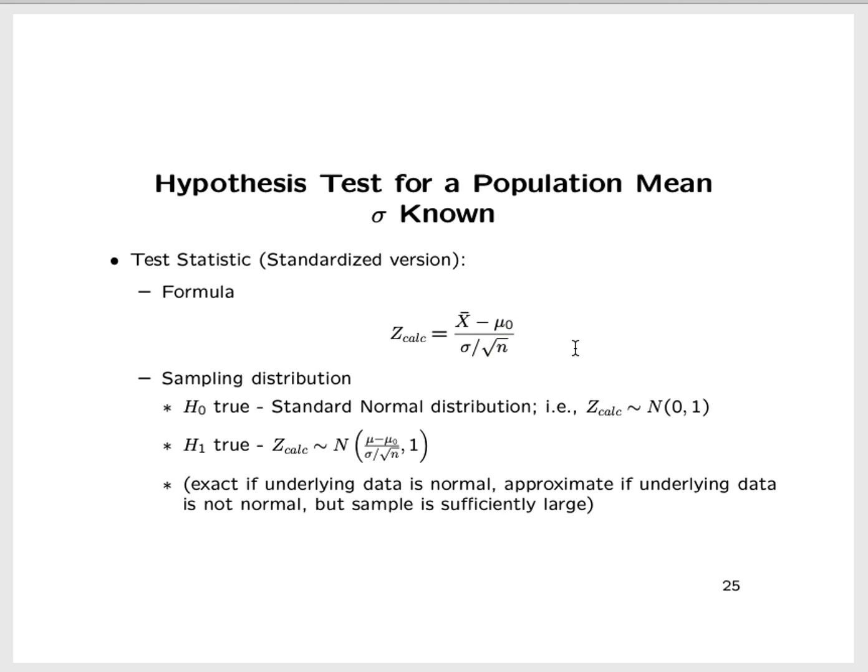With that standardized version of the test statistic, if the null hypothesis is true, then zcalc will have a standard normal distribution. If the alternative is true, then zcalc will still be normally distributed, or approximately so if the underlying population is not normal but the sample size is large enough. It'll still have a standard deviation of 1, but a different mean. In particular, the mean would be equal to mu minus mu naught over the standard error of X bar.